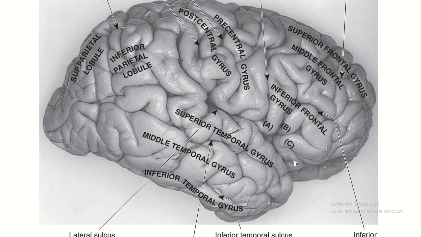sulcus. So the lateral sulcus is also called the Sylvian fissure, right? So we said it has 3 components. It is a posterior ramus, which is the main part, an anterior ramus, and an ascending ramus. The anterior and the ascending rami are going to divide the inferior frontal gyrus into 3. This is your opercular portion, your triangular portion, and your orbital portion.